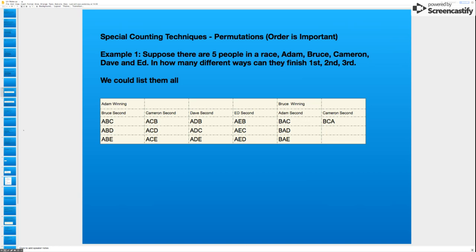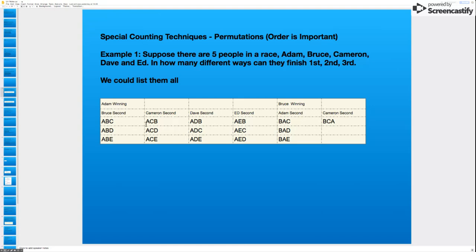So example one, suppose there are 5 people in the race and we've got Adam, Bruce, Cameron, Dave and Ed. In how many different ways can they finish first, second and third? And we're going to list them all, and that's why we start with a nice small amount. So let's just look at Adam winning and Bruce coming second. So if Adam comes first and Bruce comes second, the only way is that Cameron comes third, Dave comes third, or Ed comes third. And that's all the different ways where Adam wins and Bruce comes second.